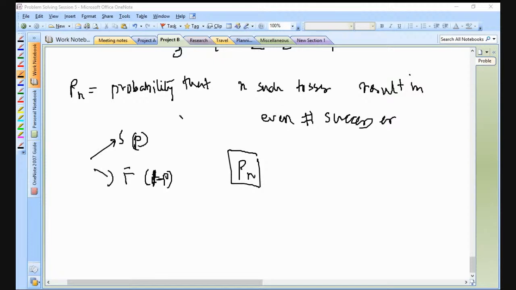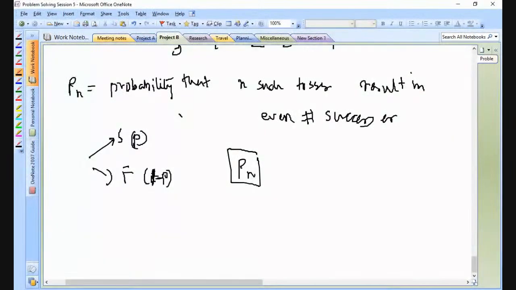So is it half? Wait, some people have some doubts. Wait. So Polomi is asking, what is the question? The question is this. Find the probability that we are doing n such independent trials. What is the probability that n such tosses will lead to an even number of successes? The number of successes will be even.